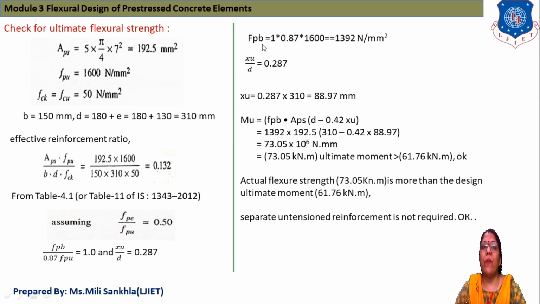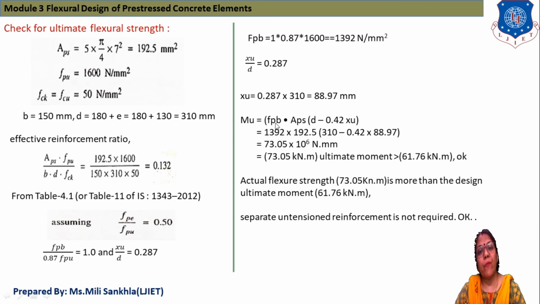Here we find out FPB. Look at this, 1 multiplied by 0.87 and FPU is equal to 1600. So we get 1392 Newton per mm square. XU by D is 0.287; these values are found from the table. Here XU is equal to 0.287 into this depth 310. We get 88.97 mm.